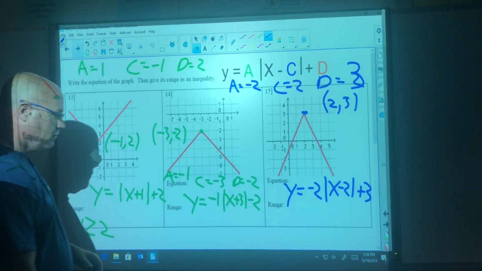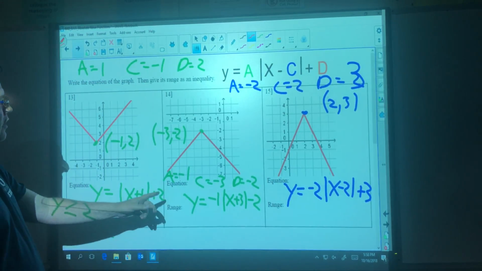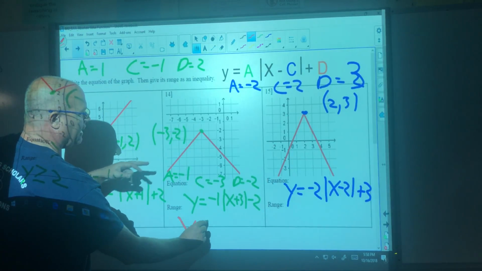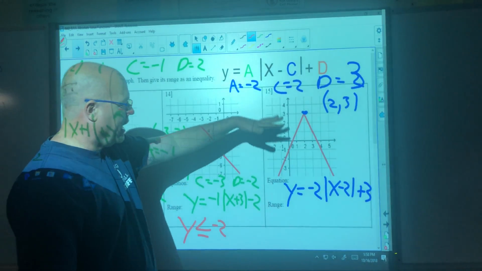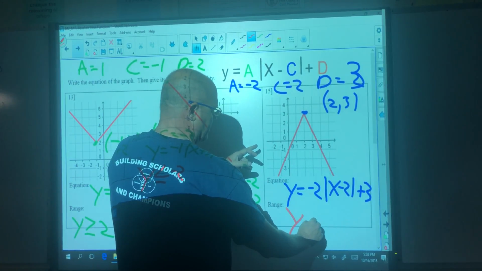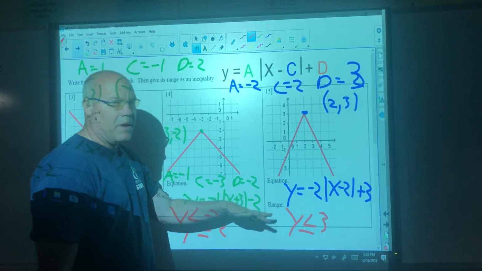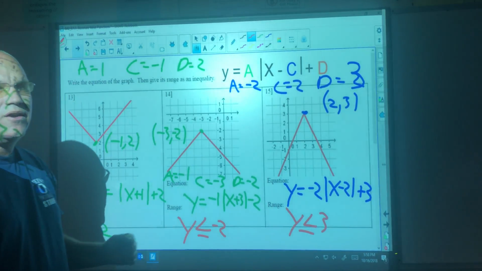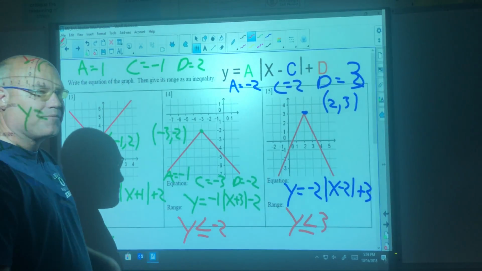Now, range on this one I forgot to talk about. The range is going to be the y's. So it's simply y is less than or equal to 3. The domain for an absolute value function will always be x equals all real numbers, unless you have a real life scenario where we have some type of domain restriction. Okay?